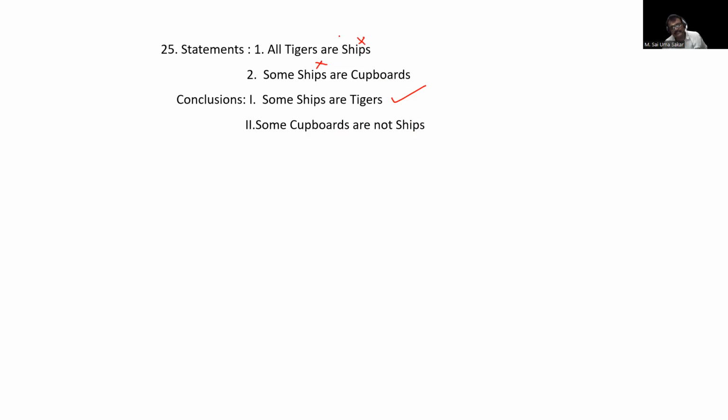Why is immediate inference not possible? Here the middle term is not distributed. Complementary pair is not satisfied. Why? Because the first one is already valid. So what is the answer? Answer is only one.